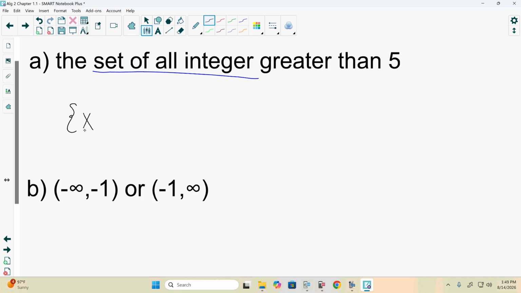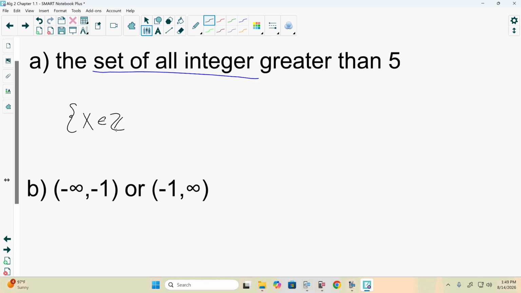Now, if this had been the set of all real numbers, we can do what? Brace x bar. We don't have to specify anything. That is understood to be the set of all real numbers. However, they did not say we were talking about real numbers. We are talking about integers. So we say x is an element of the integers, x, e, and then we'll use our symbol for integers, our Z, with that extra line. X is an element of the integers.